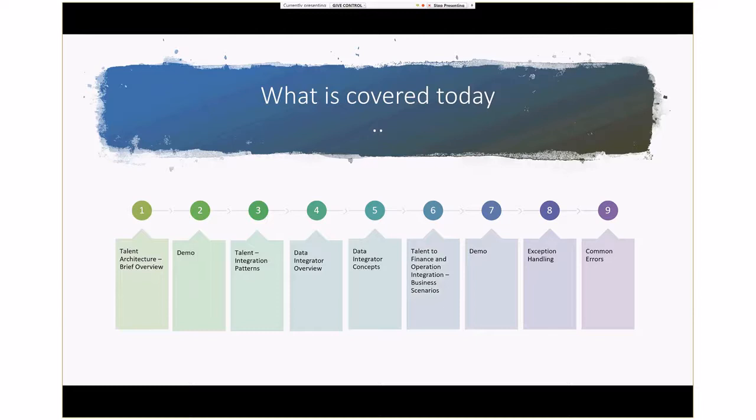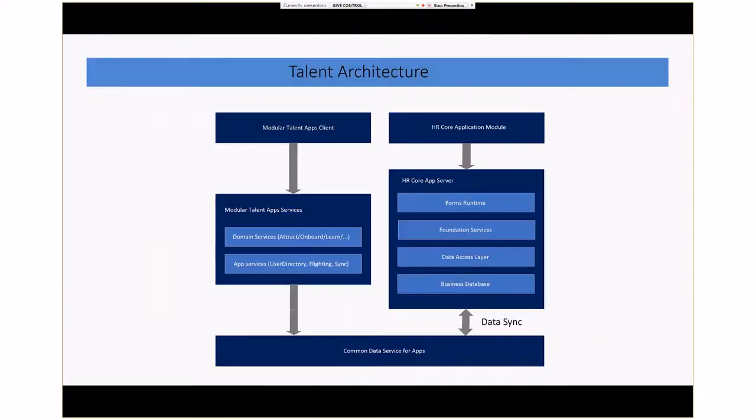And then we also wanted to cover exception handling and common scenarios. These are the exceptions you may usually come across when you are setting up a project. We have listed most of them, and this would help you troubleshoot your system when you are executing this project. So these are the topics that we would cover during the session. Let's just move on to the first topic, talent architecture.